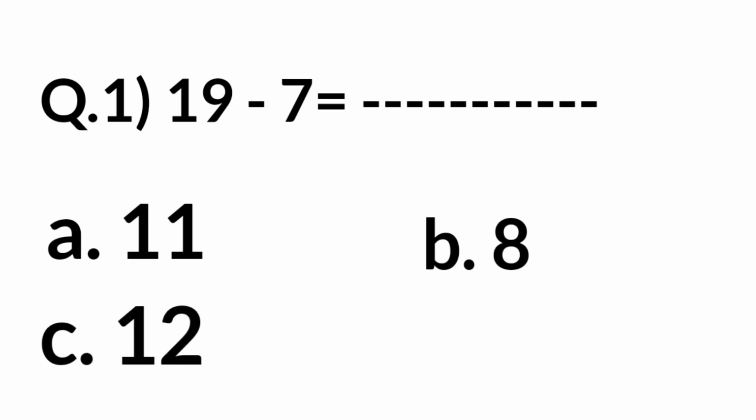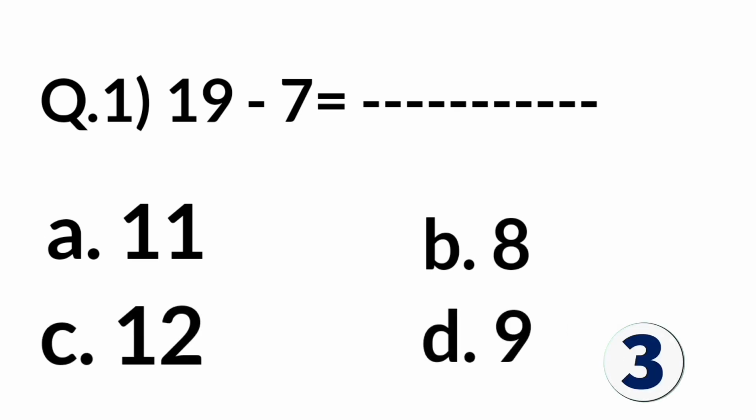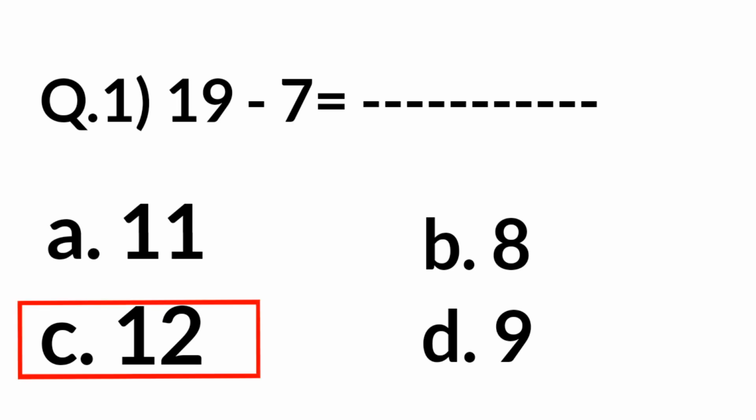Question number 1. 19 minus 7 is equal to option A 11, option B 8, option C 12, option D 9. The correct answer is 12.